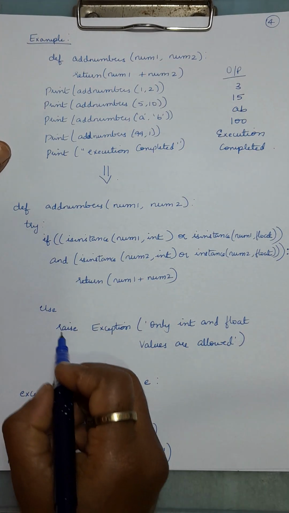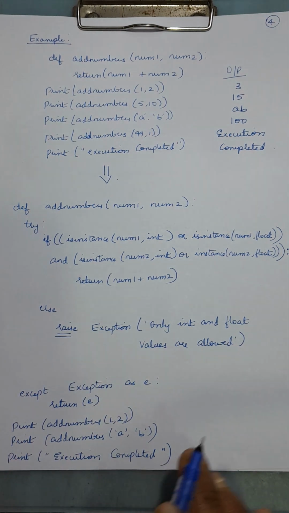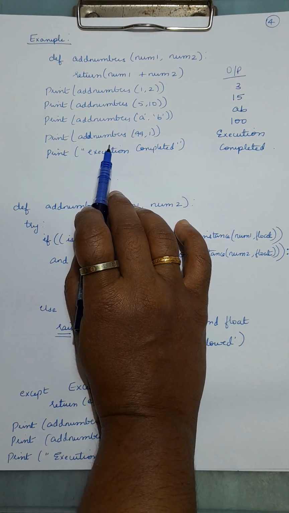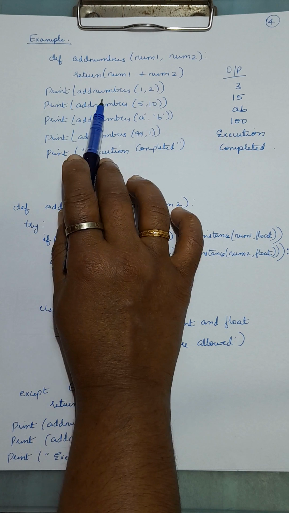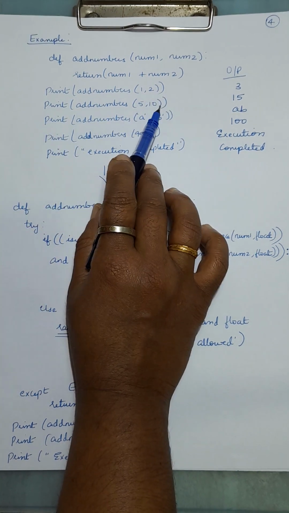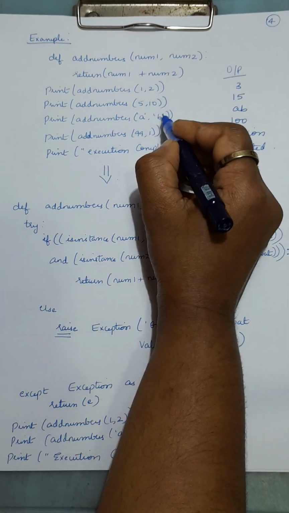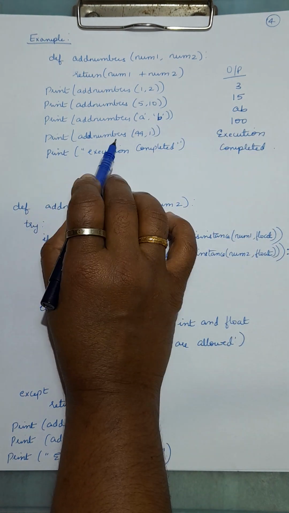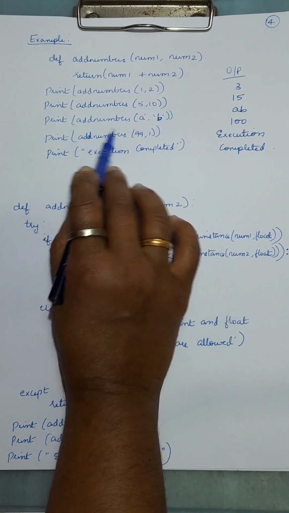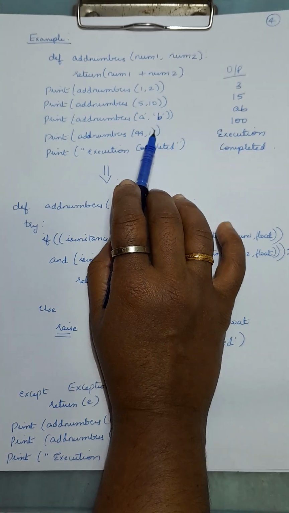Okay, now I'll teach you about raise exception. Now see this example here. In this example, print add numbers 1, 2, print add numbers 5, 10, print add numbers A, B, print add numbers 99, 1, and then execution completed. What will happen? See the output, the same example as the previous example itself.